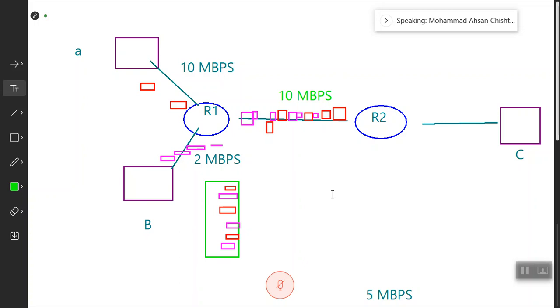Once my music file is transferred from A to C, I would stop. But B can continue transmitting. So I can have first red, pink, red, pink, red, pink, then only pink, pink, pink, pink, pink. Then again I start transmitting. I'll have again red, pink, and pink might stop. Then again red, red, red, red, red, red, and so on. So this type of multiplexing is known as statistical multiplexing.